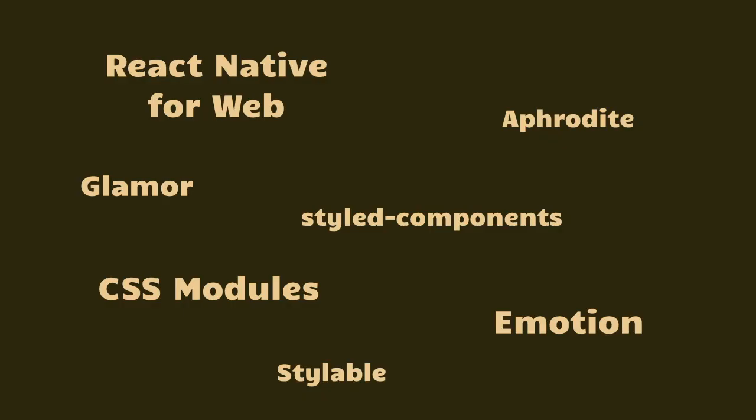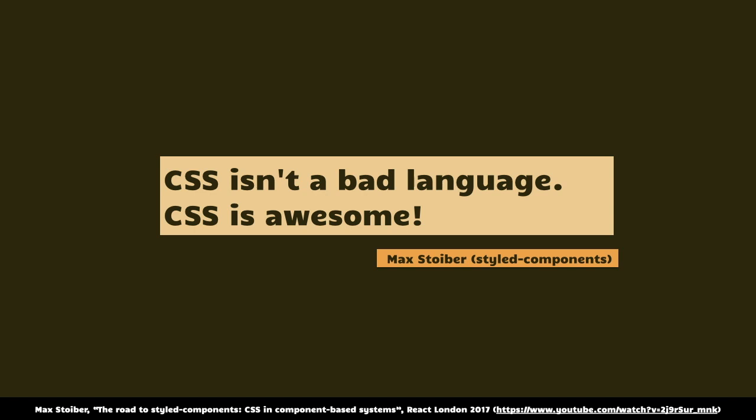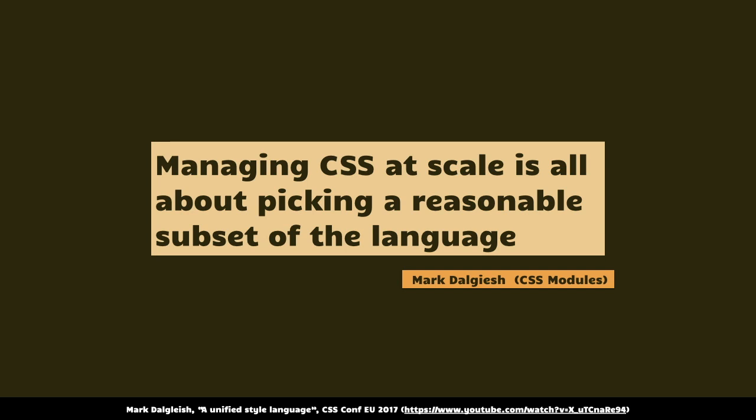What we're talking about is things like React Native for Web, Styled Components, CSS Modules, Emotion. These are all tools that take CSS to JavaScript and give some very specific advantages. And people don't do this because they hate CSS. Max Stoiber of Styled Components said that CSS isn't a bad language, it is awesome. Mark Dalgleish of CSS Modules explains that managing CSS at scale is all about picking a reasonable subset of the language. That is what people do here. They don't use all of CSS because they feel like there's stuff wrong with some of CSS, and they try to really use a subset that makes sense for them and their organization.